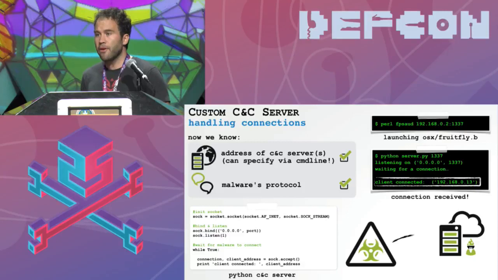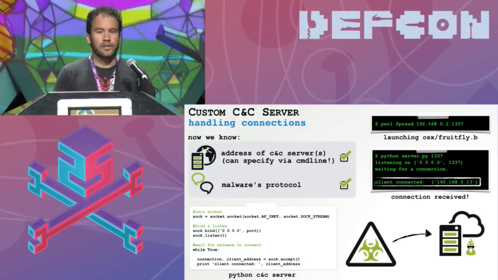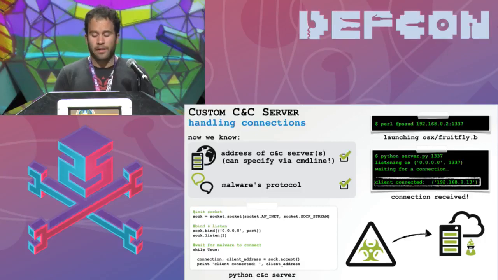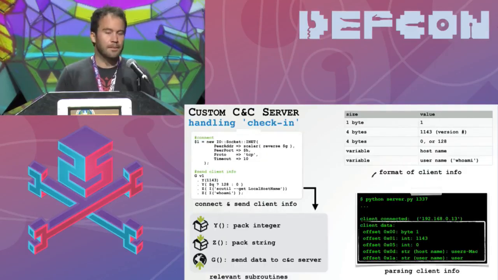Okay, on to building our custom command and control server. Recall, we can specify the address of the custom command and control server via the command line, and we also understand the protocol of the malware. We know it connects out, sends some client information of the infected host, and then expects a single byte, which is the command it will then act upon. So we start by just creating some basic Python code. We listen on a port, we then execute the malware in a VM, give it the address of this Python custom command and control server, and we see that the malware connects. Nothing too exciting here, but baby steps.